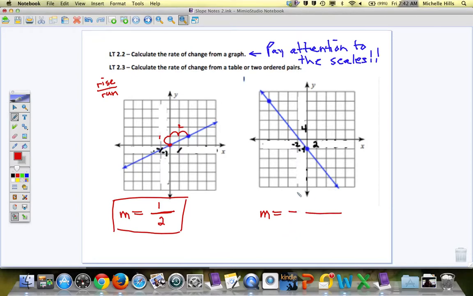Again, start my fraction bar. From this point to this point, rise, the vertical part, I do first. I'm moving down 3, 4, 5 boxes, but notice that the scale on the y-axis is going by 4s. It's not going by 1s. So every time I move down 1 square, I've really moved down a value of 4 instead of just moving down 1. So I'm going to take 4 times that 5 and say I really moved a distance of 20.